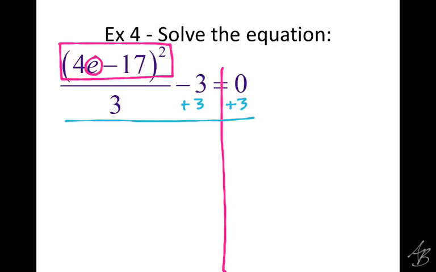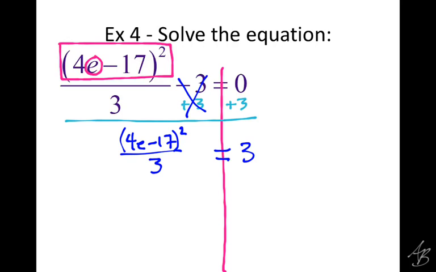And on the left side, when those 3's cancel, what does that leave? Everything else, right? So it's going to be this whole thing here, this whole square, divided by 3. So we get, in parentheses, 4e minus 17 squared divided by 3. And then on the other side, 0 plus 3 is? 3. Okay, now what?